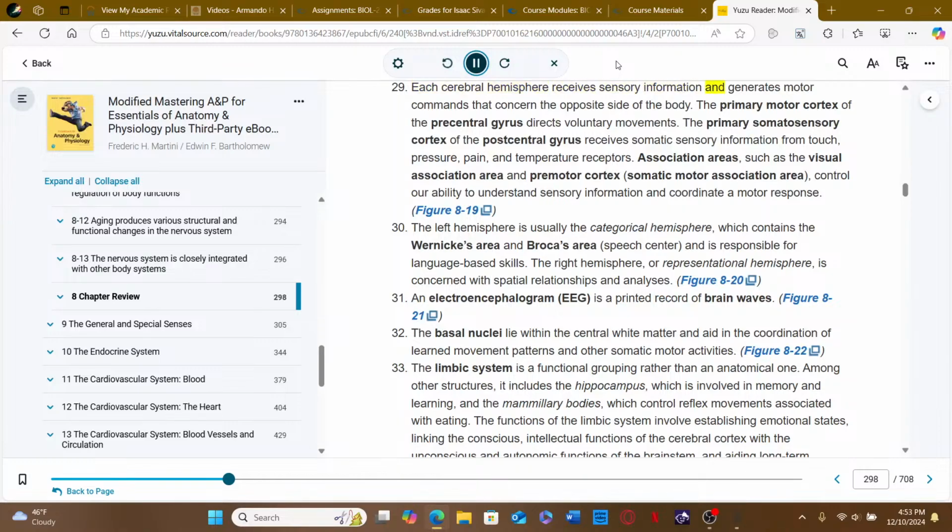Each cerebral hemisphere receives sensory information and generates motor commands that concern the opposite side of the body. The primary motor cortex of the precentral gyrus directs voluntary movements. The primary somatosensory cortex of the postcentral gyrus receives somatic sensory information from touch, pressure, pain, and temperature receptors. Association areas, such as the visual association area and premotor cortex, somatic motor association area, control our ability to understand sensory information and coordinate a motor response.